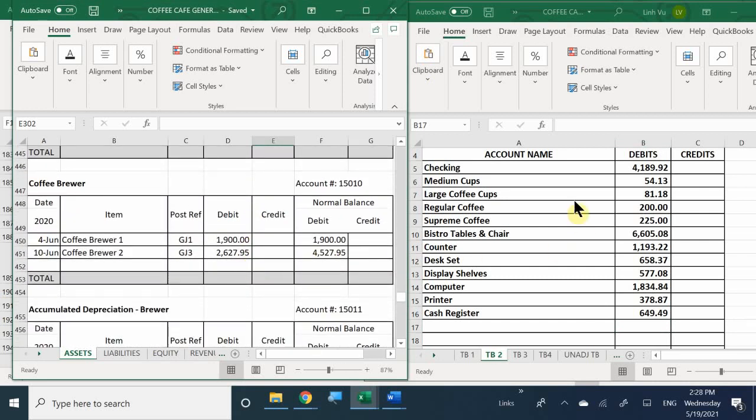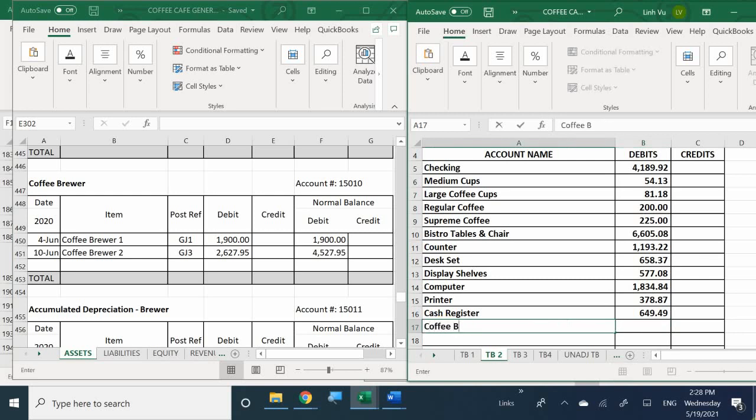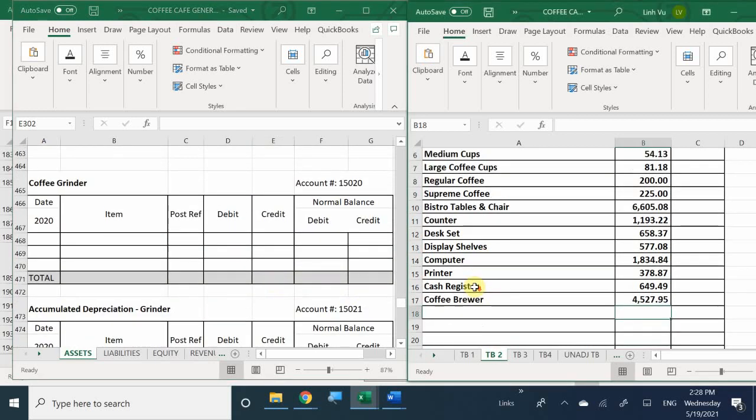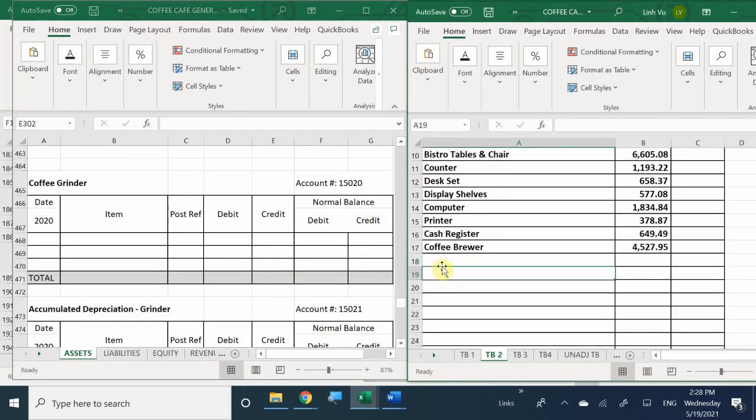Do we have a coffee brewer? We got two of them. Yes, we do. For a total of $4,527.95. Got it. Here, do we have the coffee grinder? No, it's not installed yet. Excellent. Okay, we do have it, it's just pending somewhere else.